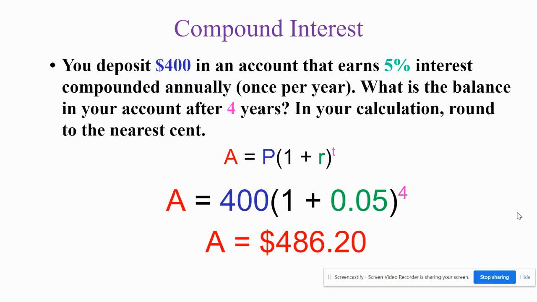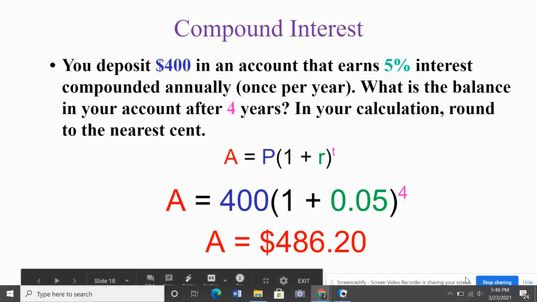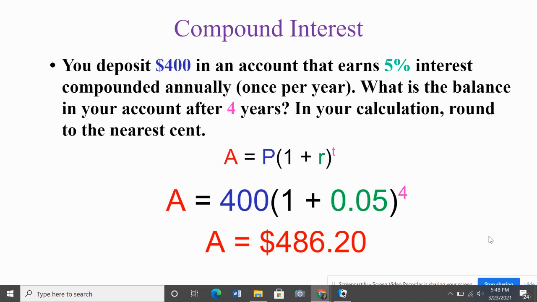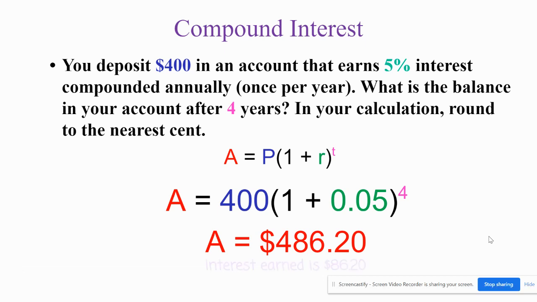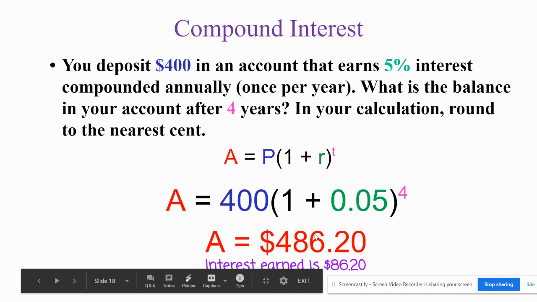Now, you have to be mindful that with this amount, we only deposited $400, so that extra amount is interest earned. $86.26 is the interest earned. So in order to find the interest, when we're talking about compound interest, we actually have to subtract our principal from our final balance, and it will give us the earned interest.